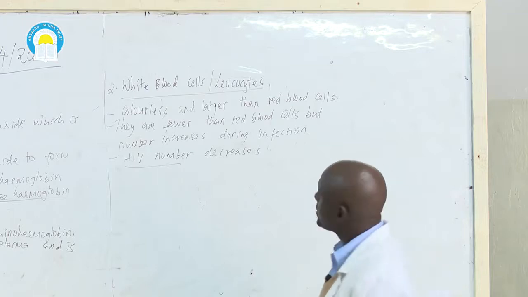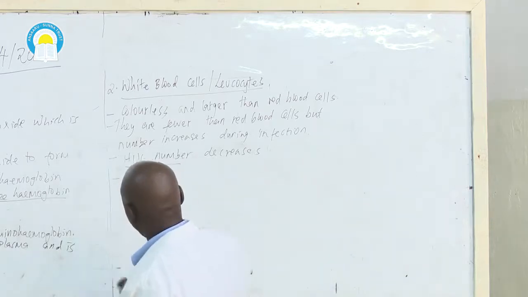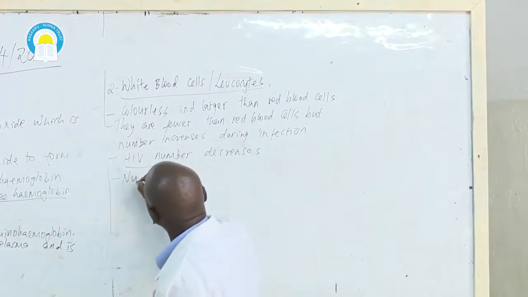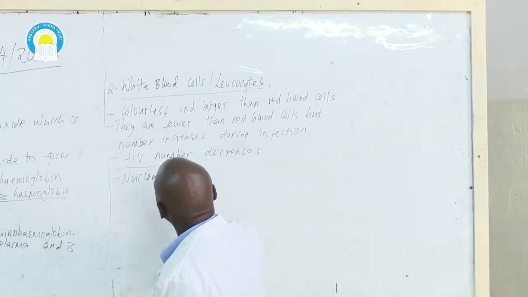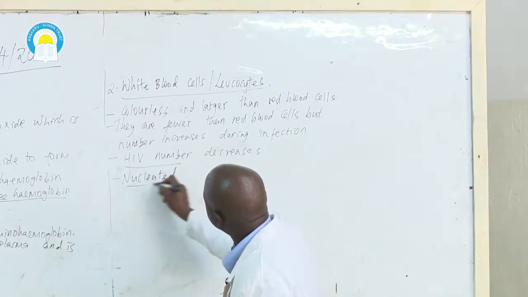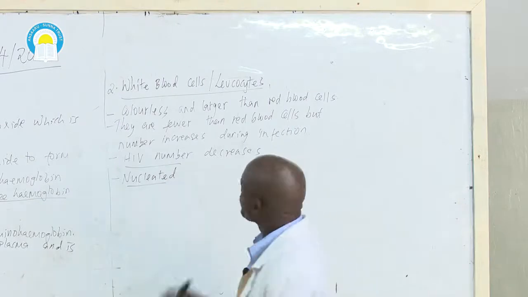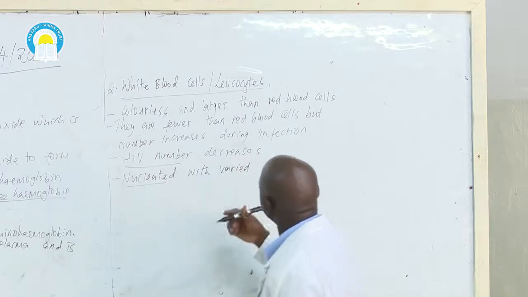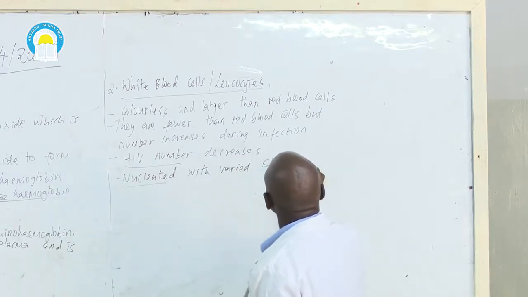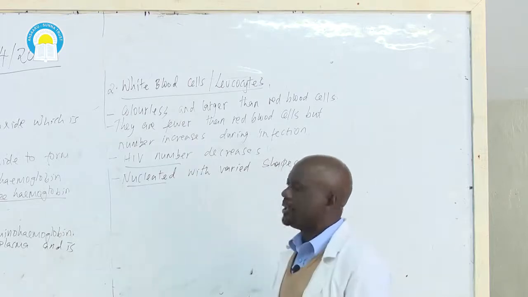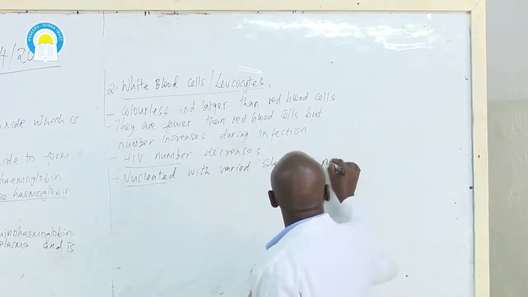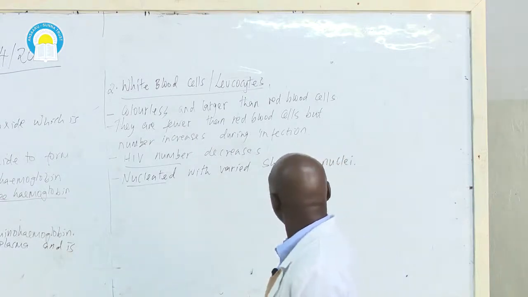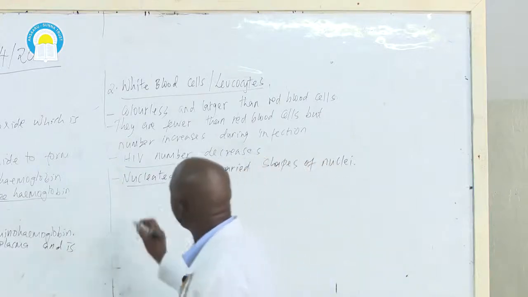So where are they formed? Okay, before we see where they are formed, do they have nuclei or not? Yes, they have nuclei. So we say that they are nucleated, meaning that they have nuclei, and the nuclei will have many varied shapes. We are going to see those varied shapes of nuclei shortly.